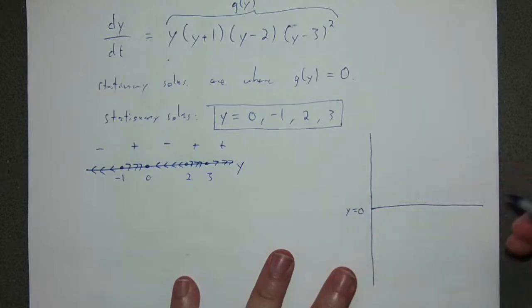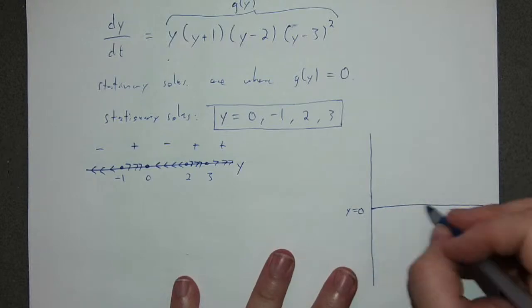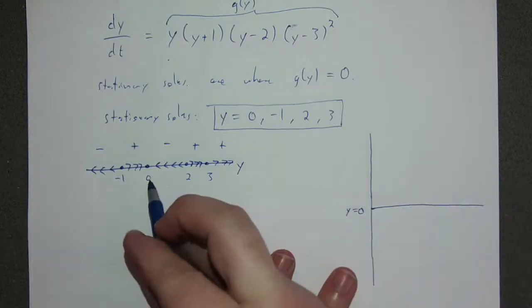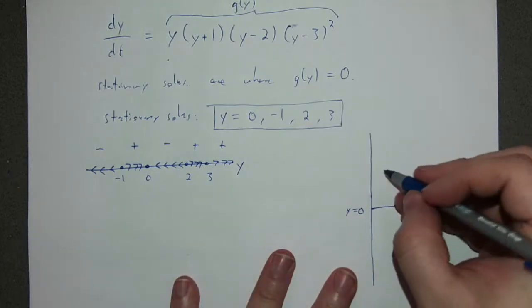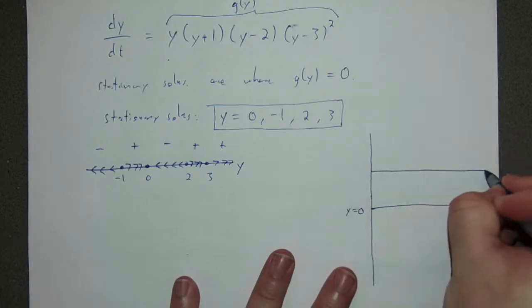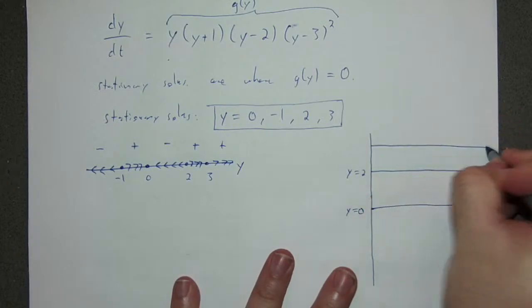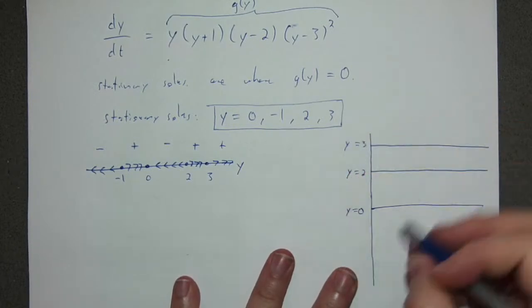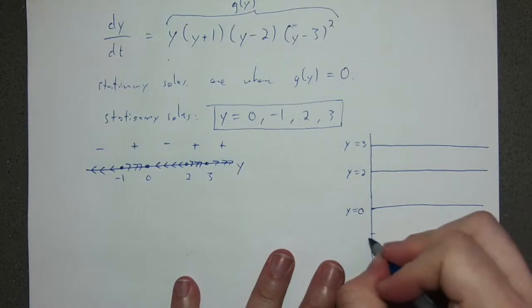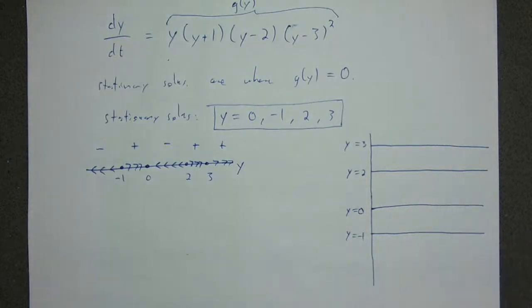So this is now in the ty plane, so this is of course the t-axis here, but I don't have to have the 0 as a stationary point. Here is 2. Y equals 2 is here. Here's y equals 3. Here's y equals minus 1. All right, so there's my 4 solutions that are stationary, right?